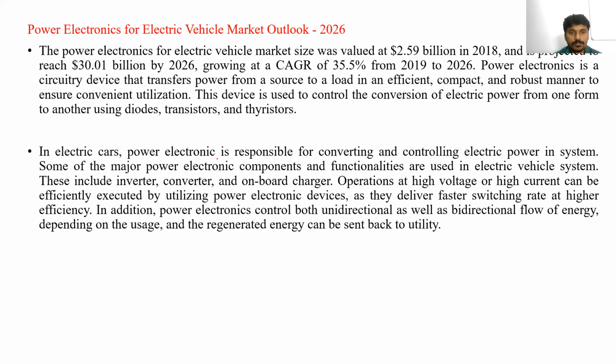So what we can say here is, in electric vehicles, maybe a truck, bus, or car, power electronics is responsible for converting and controlling the electric power. Power electronics is the main device. It is responsible for controlling and converting power from DC to AC or AC to DC, controlling voltage, power, current, and frequency. It is the main responsibility of the power electronic converter. So these include the inverter, converter, and onboard charger.